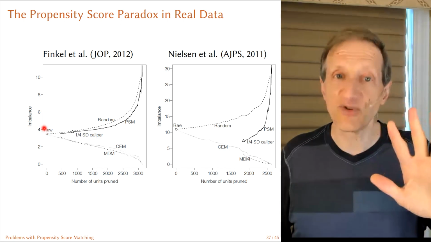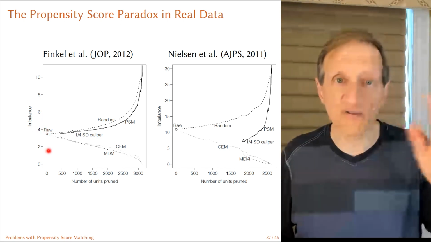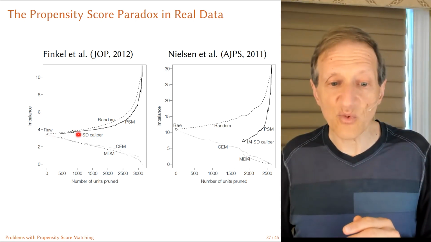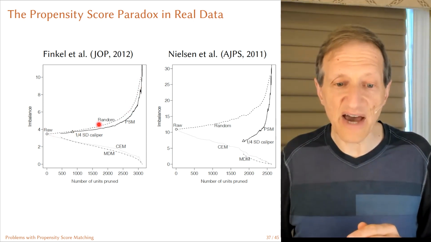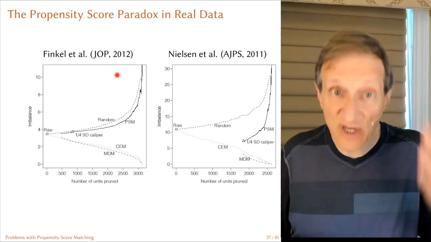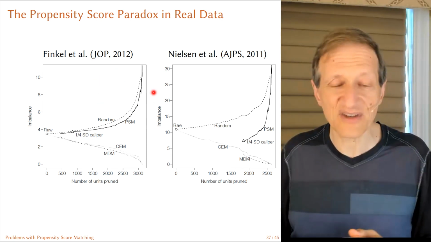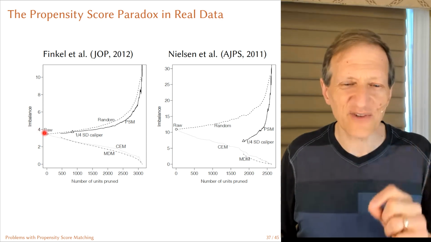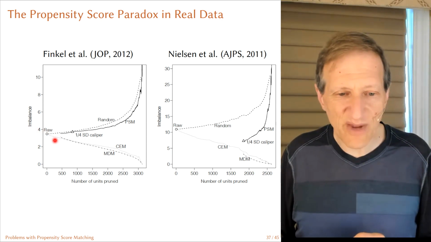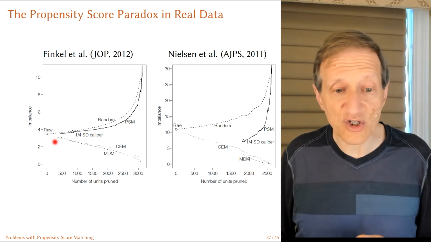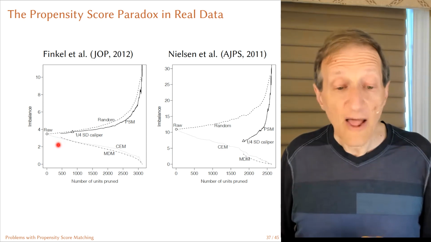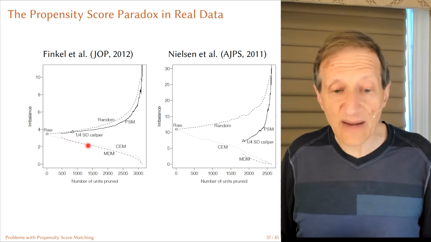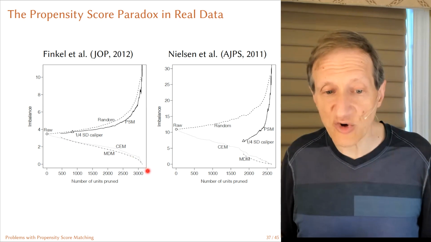Let's randomly prune, actually randomly prune an average over the randomly pruned data sets. This is what happens. It's the dotted line. Of course, it increases because we know random pruning increases imbalance. Then we run Mahalanobis distance matching. I'll get the best for last. Mahalanobis distance matching starts with one-to-one matching, so it jumps to over here. And as we prune observations, imbalance drops.